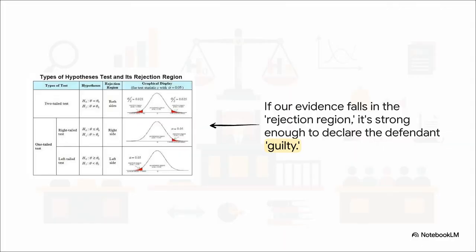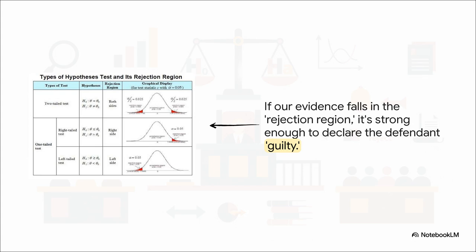I know this chart looks a little technical, but hang with me. The idea is actually pretty simple. Don't worry about all the symbols. Just look at that bell curve. And see that little shaded area on the far right? That's called the rejection region. You can think of it as the statistical version of beyond a reasonable doubt.